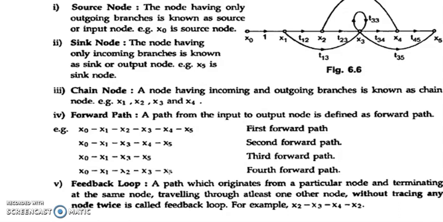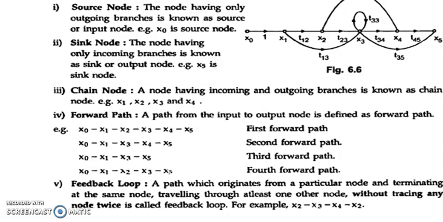So x0, x1, x2, x3, x4 and x5 is one forward path. x0, x1, x3, x4 and x5 is another forward path. x0, x1, x3 and x5 is another forward path. x0, x1, x2, x3 and x5 is another forward path. Then we have what are called feedback paths.